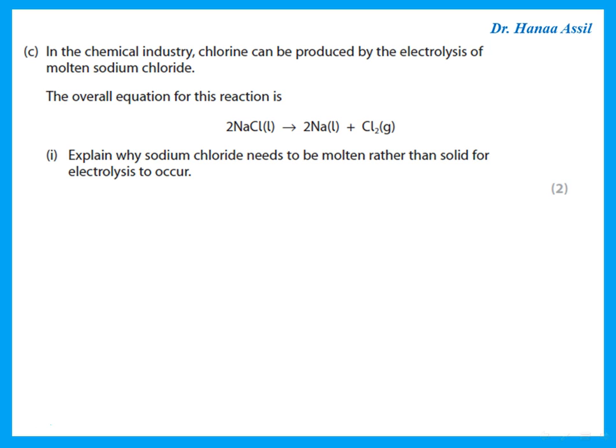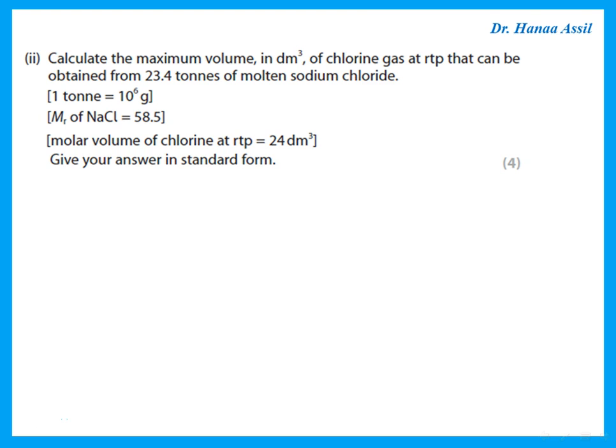In the chemical industry, chlorine can be produced by the electrolysis of molten sodium chloride. Explain why sodium chloride needs to be molten rather than solid for electrolysis to occur. Again, we said what? Sodium chloride is ionic, so the ions are free to move when molten, but not when solid.